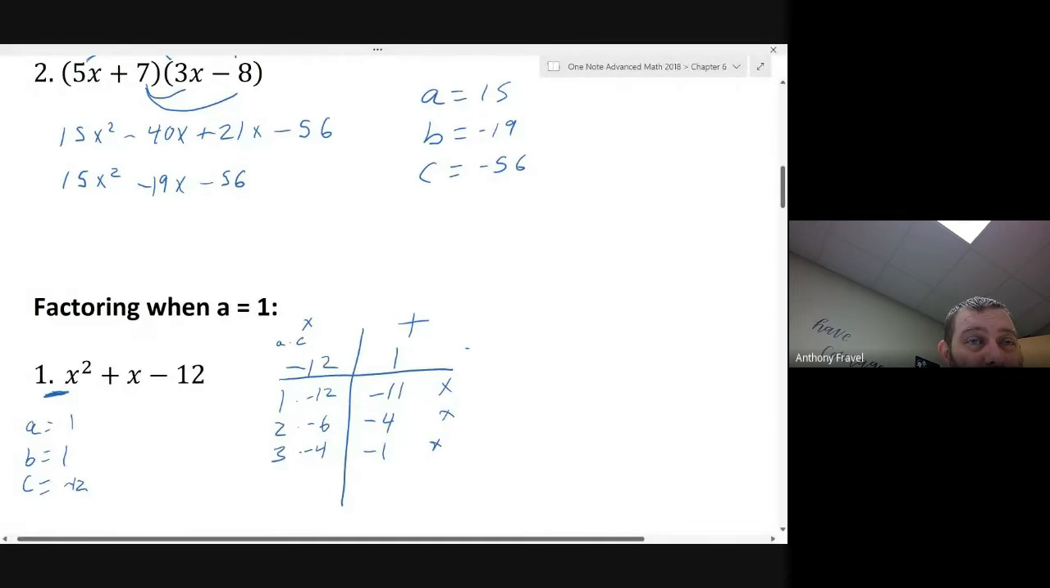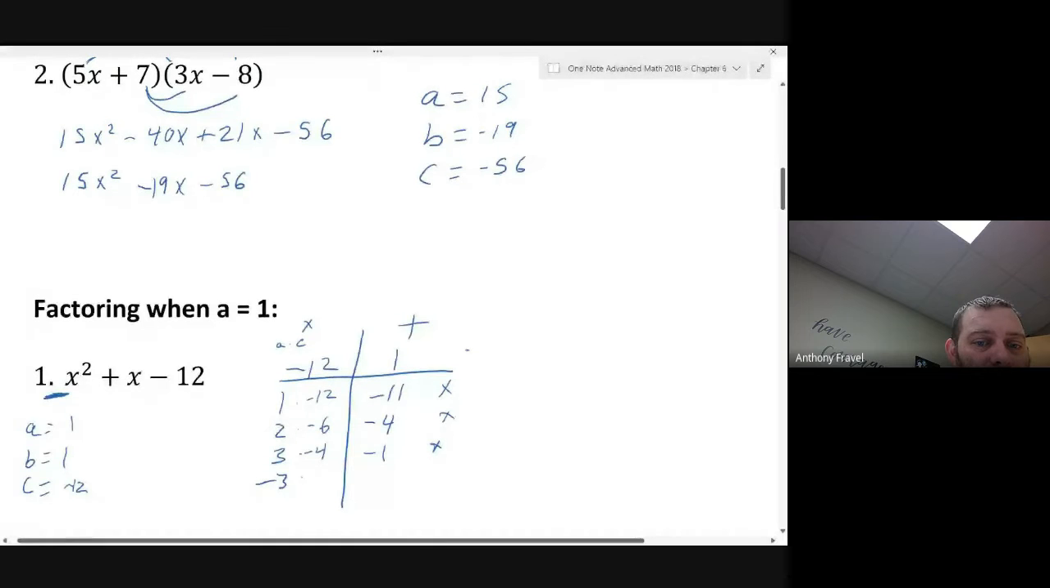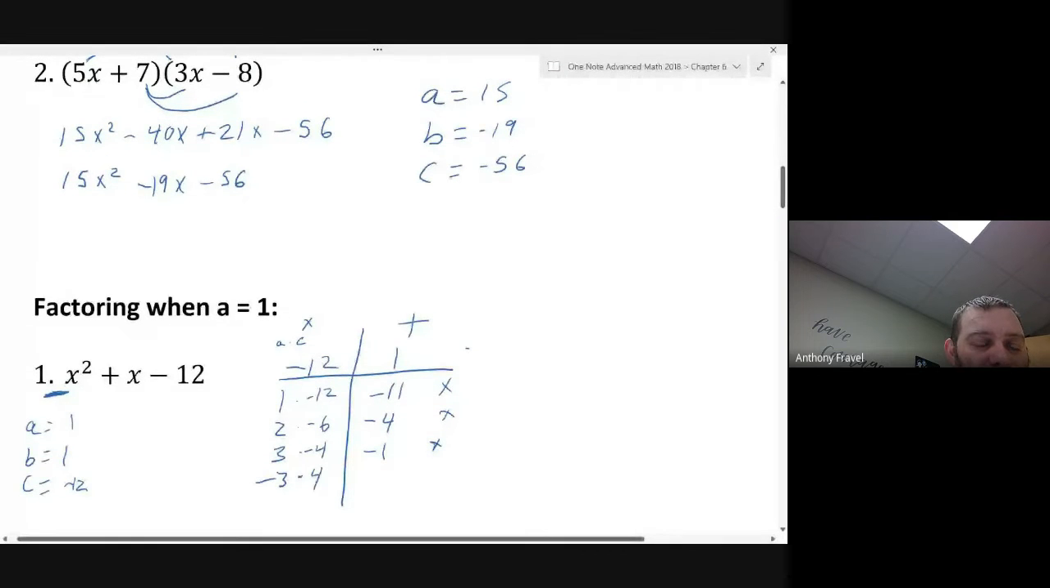If I see that one of them is negative and the one I'm trying to get to is positive, I can change the signs. So I will try taking negative 3 times a positive 4. Negative 3 times a positive 4 does equal negative 12. And then negative 3 plus 4 does equal a positive 1.